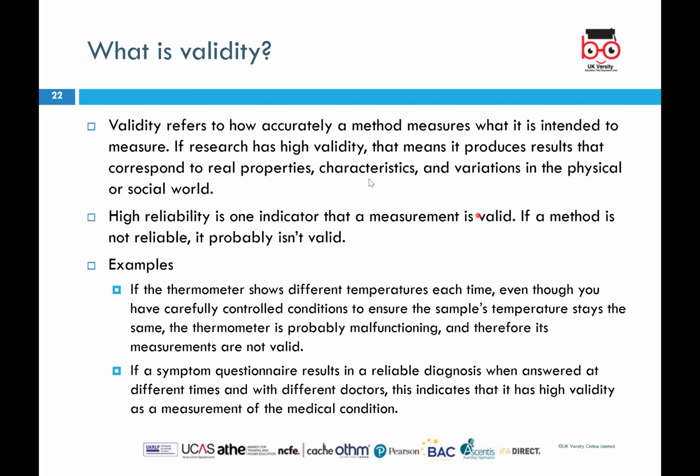What is validity? It shows how accurately a method measures what it is intended to measure. If a piece of research has high validity, it produces results that correspond to real properties, characteristics, and variations in the physical or social world. When you have high reliability, it is an indicator that the measurement may be valid also. If a method is not reliable, it's probably not valid as well.